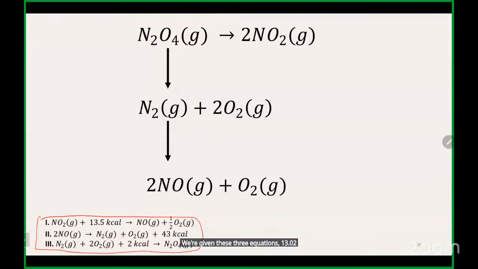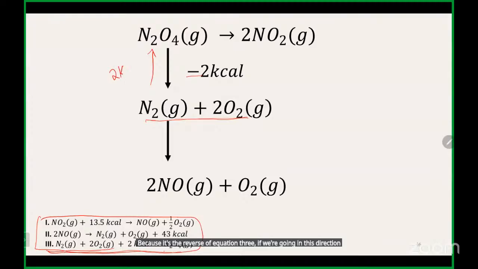So N2O4 goes to N2 plus 2O2. That's the reverse of equation 3. Because it's the reverse of equation 3, if we're going in this direction, it is 2 kcal. The reverse is minus 2 kcal. So equation 3 is N2O2 going to this.